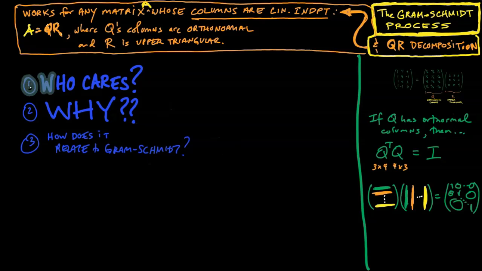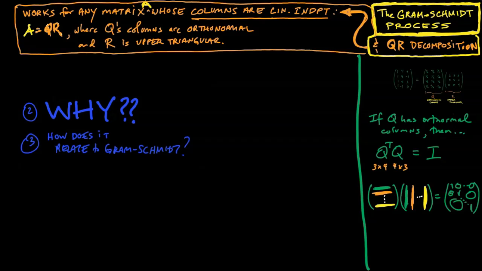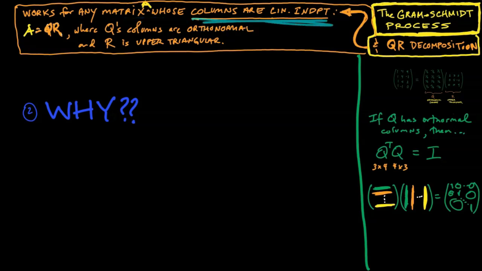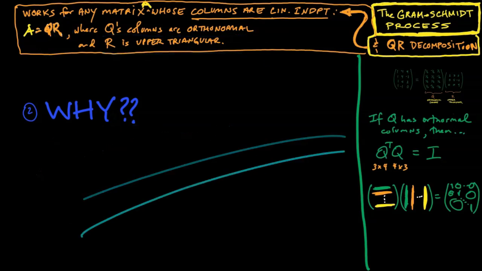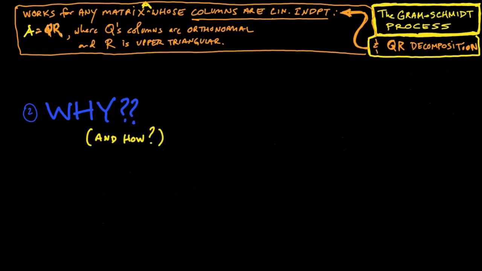So now that I think we have disposed of the who cares question, let's get into these questions, which really, as you will see, are interrelated. So I'm going to go ahead and erase number 3 since we're going to hit that en route to answering number 2. Why is it that if I have any old matrix whose columns are linearly independent, I can decompose it into a product QR, where Q's columns are orthonormal and R is upper triangular? Why can we do this? And how? Well, strap in and let's explore the details.